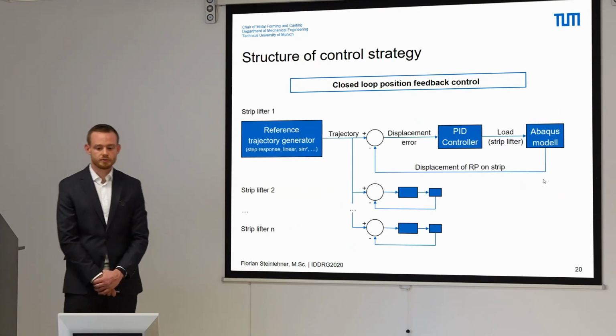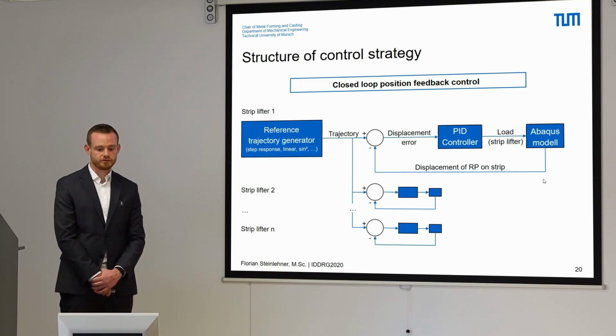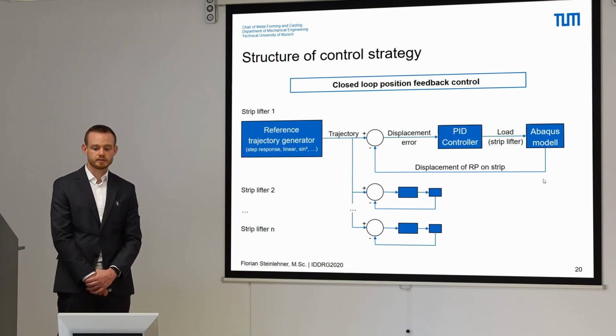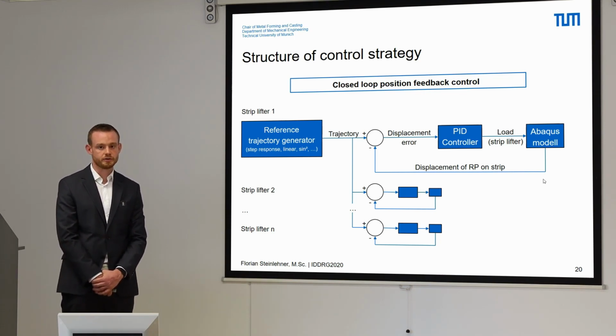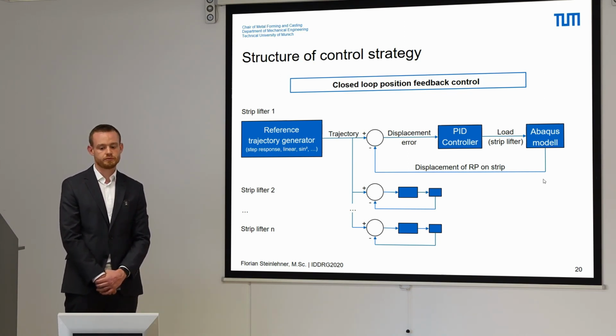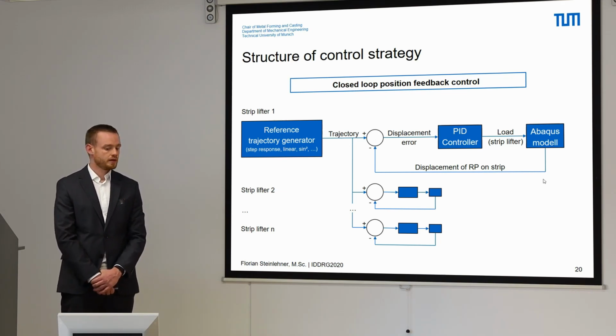The control block in MATLAB Simulink uses the displacement curves of the reference points on the strip to calculate a load for each single strip lifter. This is done using a reference trajectory, which can have multiple different forms, like a linear function, a sinusoidal function, or a higher degree polynomial. For this work, a step response was used to focus on the transfer function of the total system. The desired reference trajectory is then compared with the current position of the reference point, and the error is calculated. This error is converted by the PID controller into a load, which is transferred into the Abaqus model.